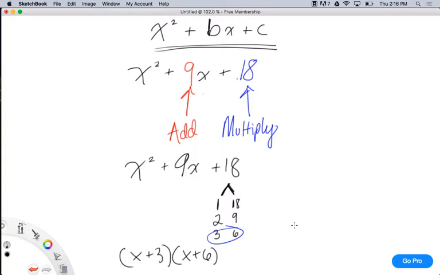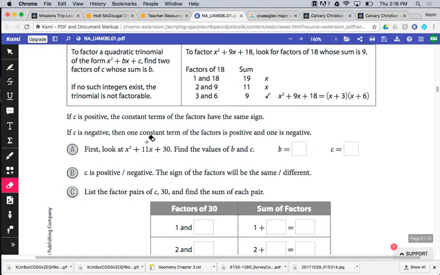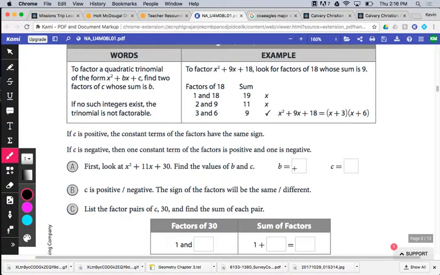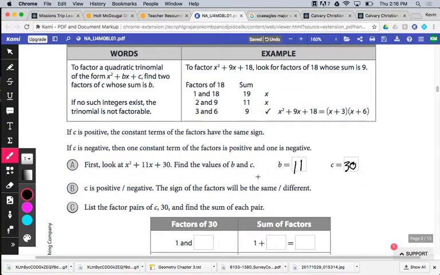So there you go. That's factoring. Okay. What does your book march you through? Well, your book marches you through a process. It calls it B and C. Well, that's because it's ax squared plus bx plus c. B in this case is 11. C is 30. It has to multiply to get 30. Oh, this is a completely different one. So B is 11, C is 30: x squared plus 11x plus 30.